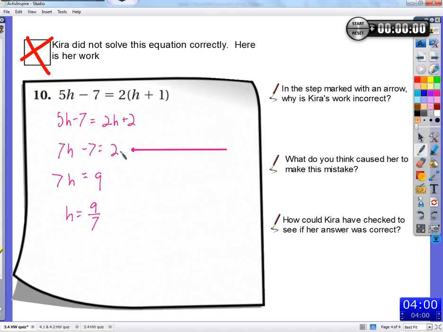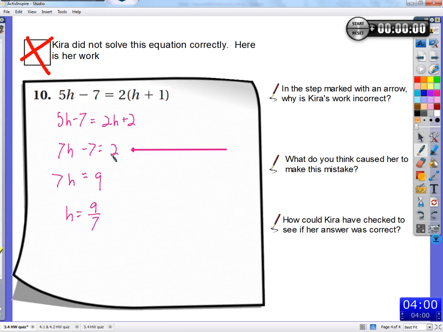You added the 2. Yeah, you added, well, which 2? This 2. 2H. Yeah, 2H. So this got added, or 2h added to it, and then this 2h just kind of disappeared, yeah. Right? When we should have done what? Minus 2h from both sides, okay?